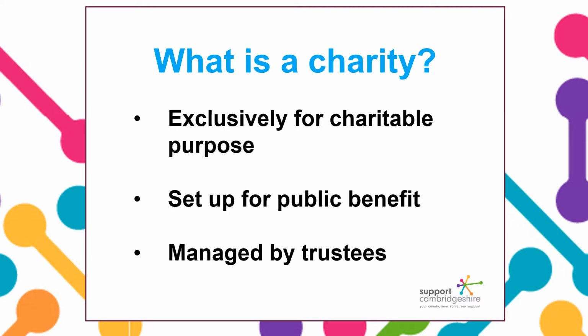To be charitable, you must also be set up for public benefit, which means the benefit must outweigh any potential harm and will apply to a sufficient section of the public. If your group's aims meet both these criteria, you are a charity, but if your income is below £5,000 per annum, depending on your structure, you may not be registered with the Charity Commission.